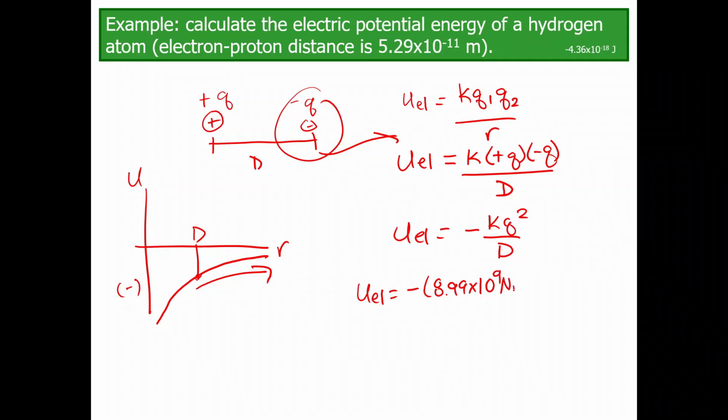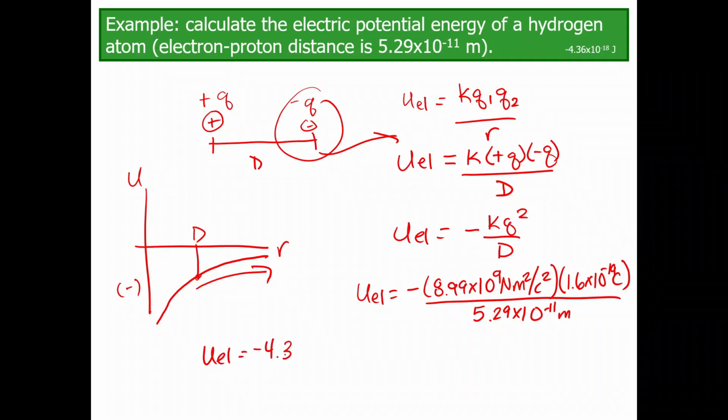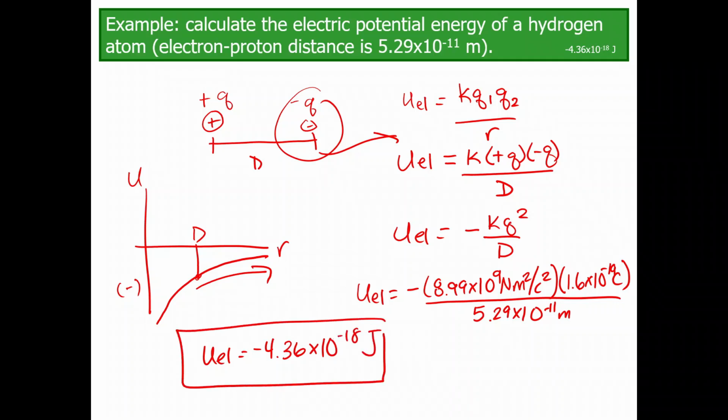times 10 to the 9th Newton meters squared per Coulomb squared. Q is going to be 1.6 times 10 to the negative 19th coulombs over my separation distance of 5.29 times 10 to the negative 11th meters. So when you plug in, that potential energy is negative 4.36 times 10 to the negative 18th joules. So compared to that previous example, we have negative potential energy, and then also our potential energy is smaller in magnitude than with those protons, because those protons are actually closer together in the atom.